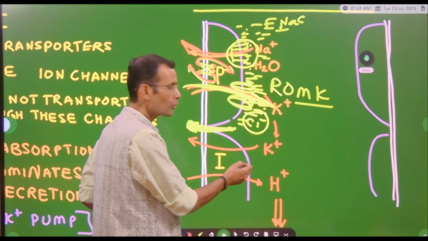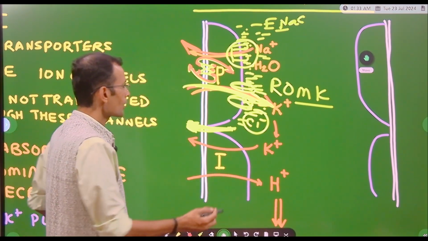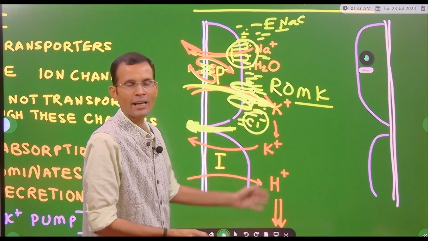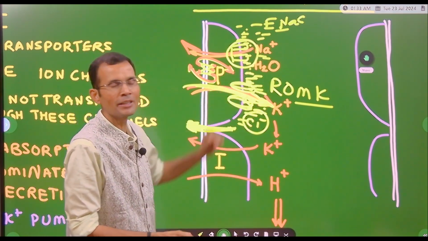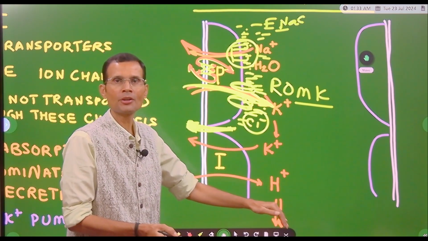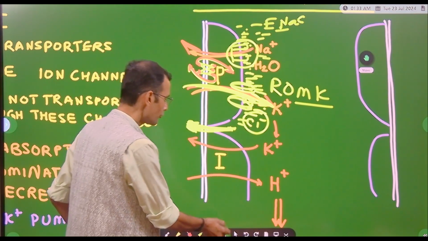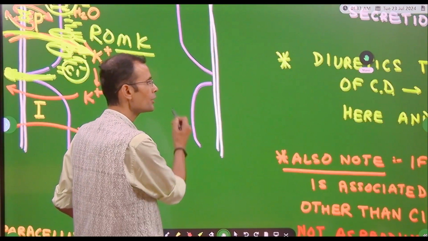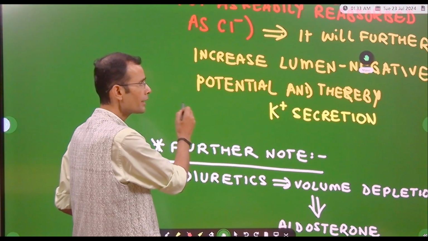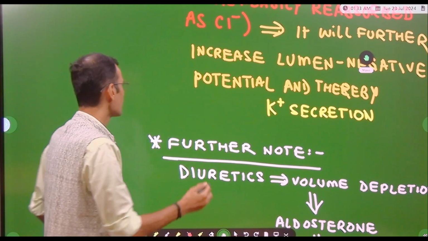Yes, that is what was happening with the other categories of diuretics. That other anion, instead of getting reabsorbed, simply lines up and adds to that lumen negative potential. And which means what? Which means further potassium is dragged into the lumen by that electrochemical gradient and further loss of potassium into the urine. So this point again is important and to be noted, that thereby potassium secretion and excretion will further increase.